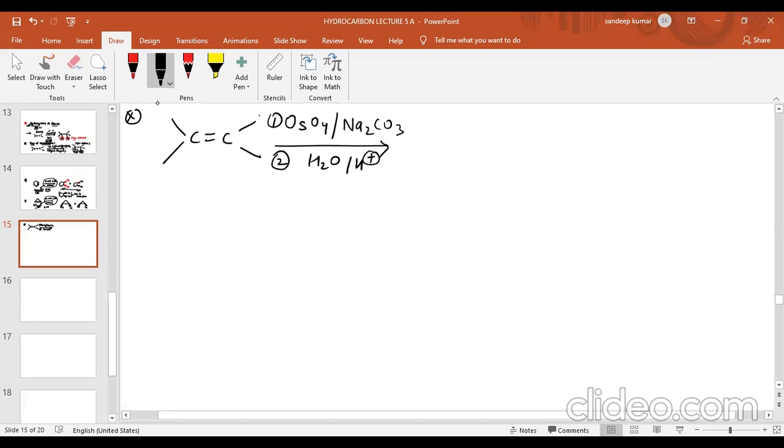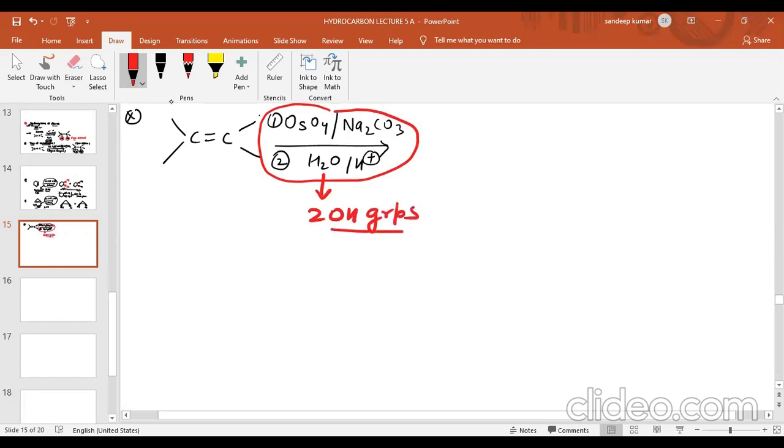Again, this reagent osmium tetraoxide also provides 2 OH groups. And these 2 OH groups will come from the same side of the plane. So this also follows which addition? This reaction also follows syn addition.